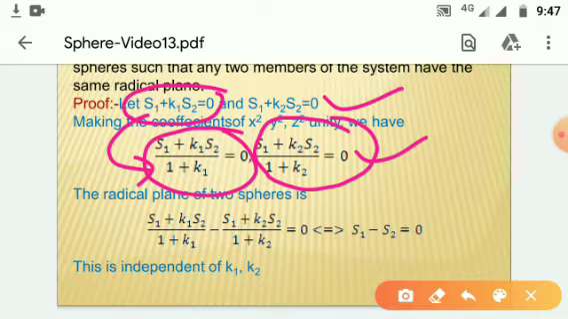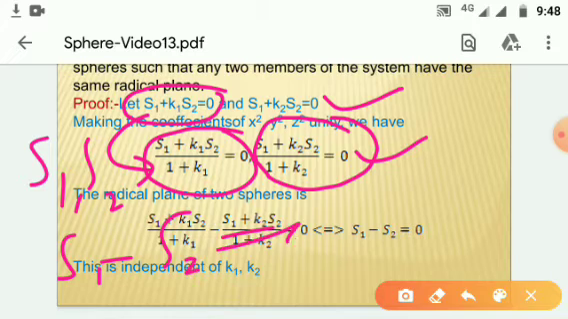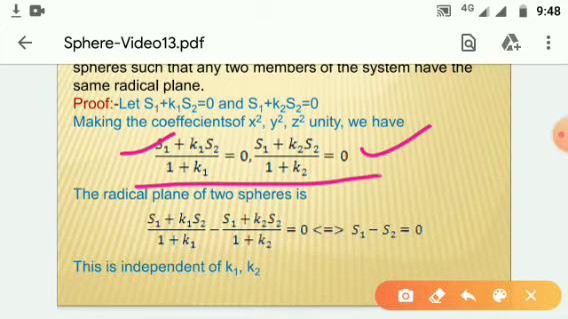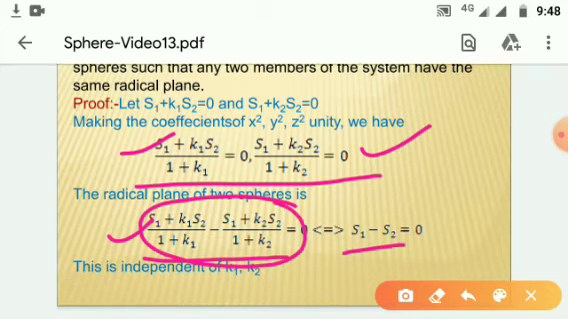So, the radical plane of two spheres is obtained by taking subtraction of these two. Whenever S1, S2 are two spheres, then the radical plane is S1 minus S2 equal to 0. Since this is one sphere and this is another sphere, the radical plane of these two spheres is obtained by taking subtraction of these two. So, on simplification of this entire equation, you will be left with S1 minus S2 is equal to 0.